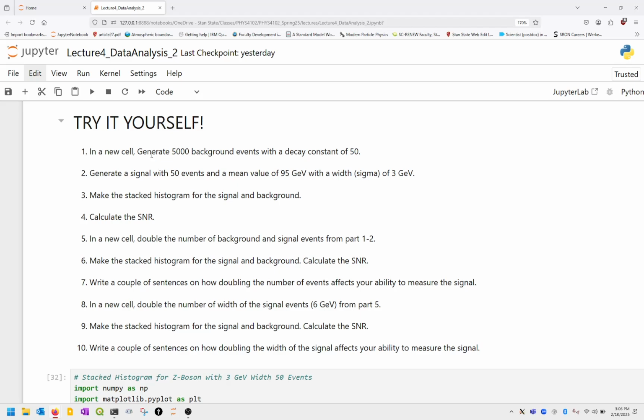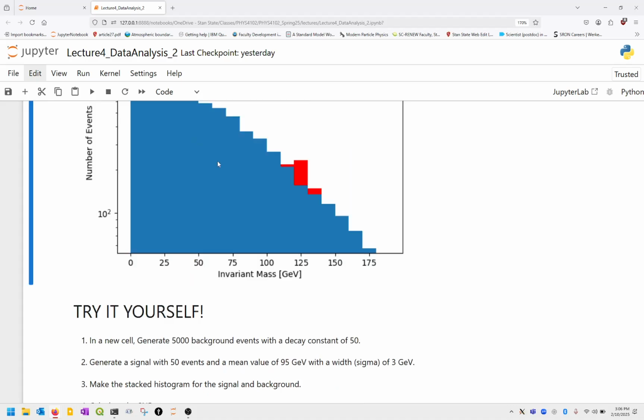So in a new cell, first generate 5,000 background events with a decay constant of 50. Remember, the background is the exponential. And then generate 50 signal events. The signal events is the Gaussian that you already did, so you can just copy and paste all of the code. Make the stack histogram again with these values instead. The sigma value should be 3, instead of, I think, 5 the first time, so you have to tweak these things so I know that you know how to do it. Make the stack histogram just like what I did up here.